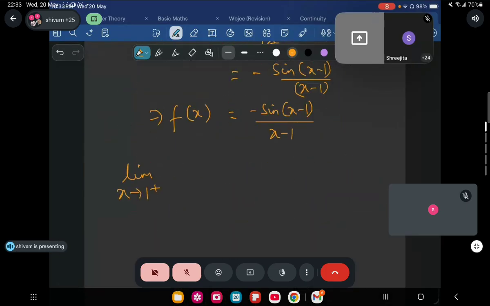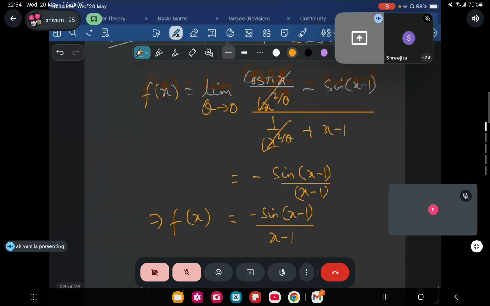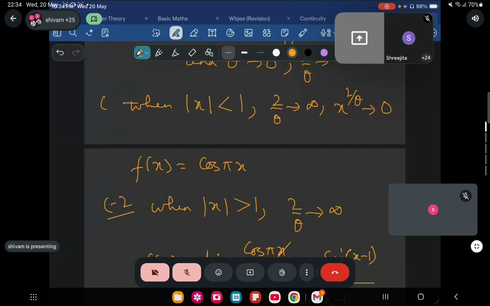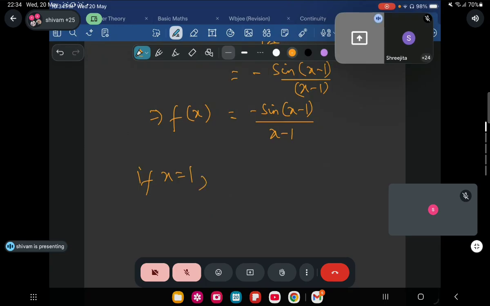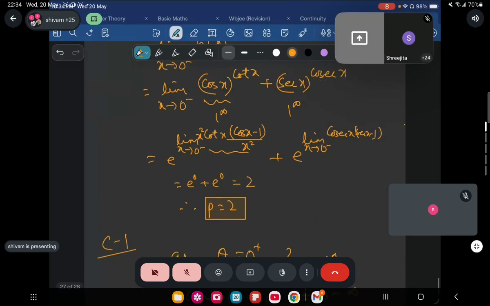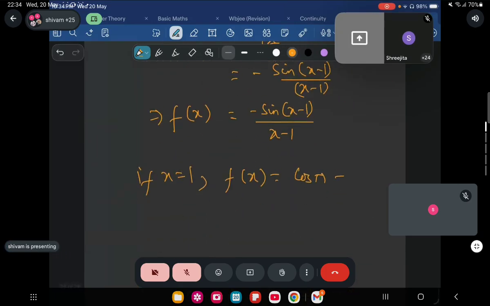Let's see. If x equals 1, what will we get? I have defined for x less than 1 and greater than 1. For equal to 1, we didn't define. If x equals 1, what do we get? F of x equals cos pi x minus 1 to the power 2 by theta, which is exactly 1 to the power 2 by theta. That will be 1 to the power infinity, 1 only.